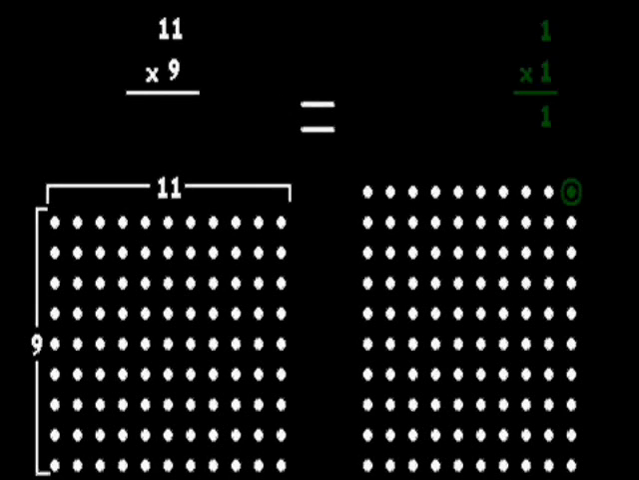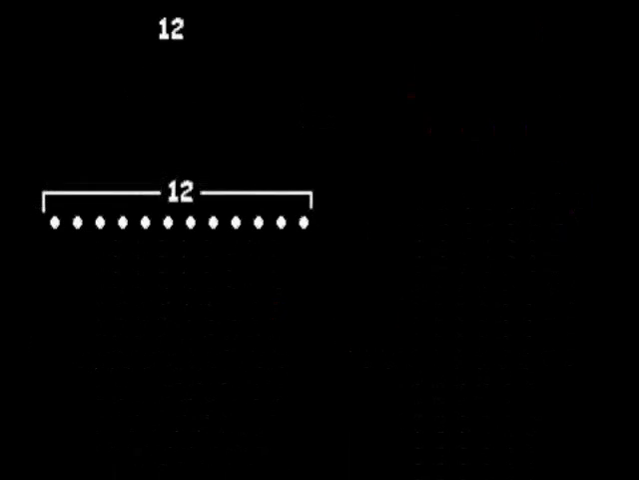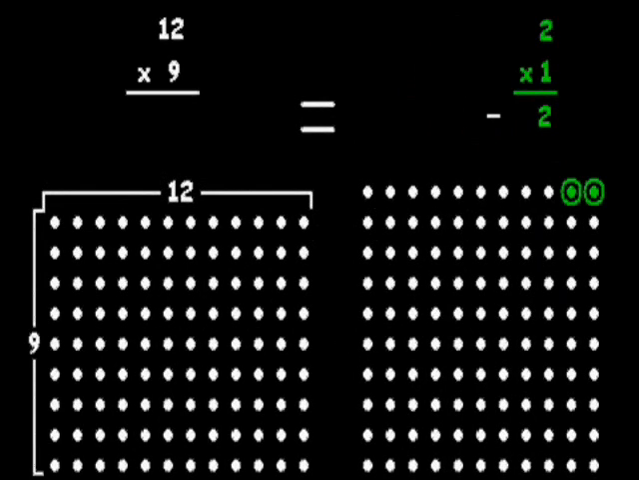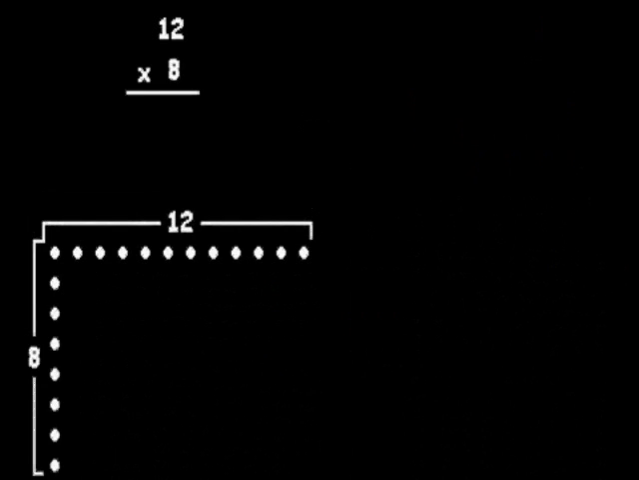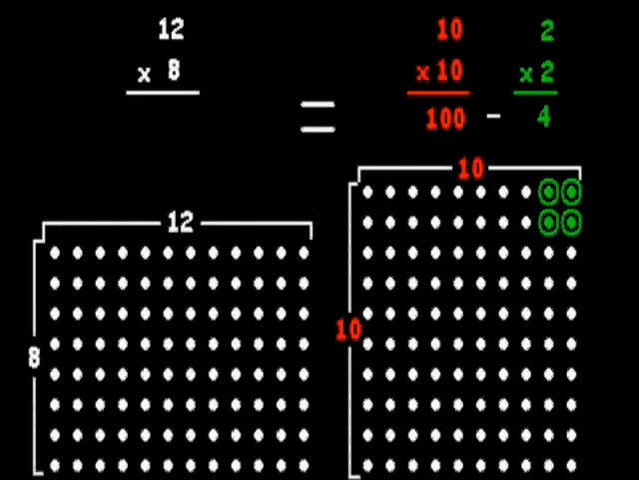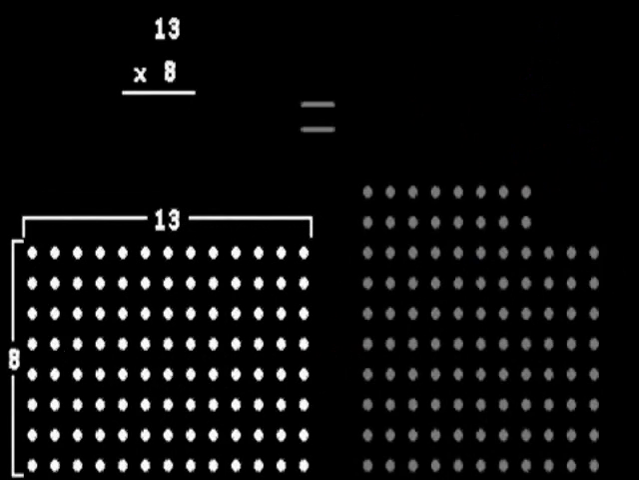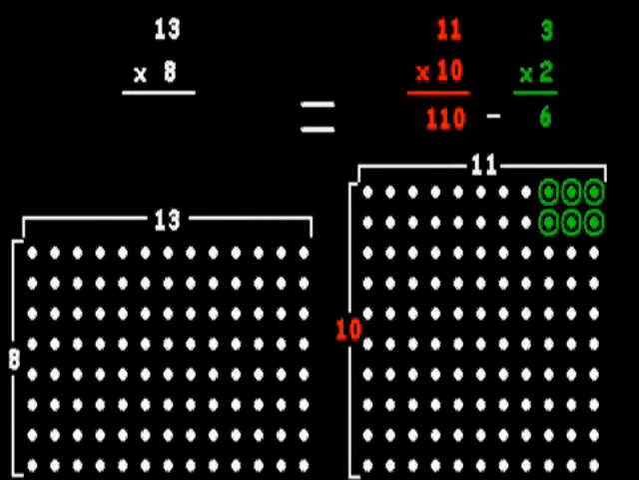11 times 9 is 1 less than 100. 12 times 9 is 2 less than 110. 12 times 8 is 4 less than 100. 13 times 8 is 6 less than 110.